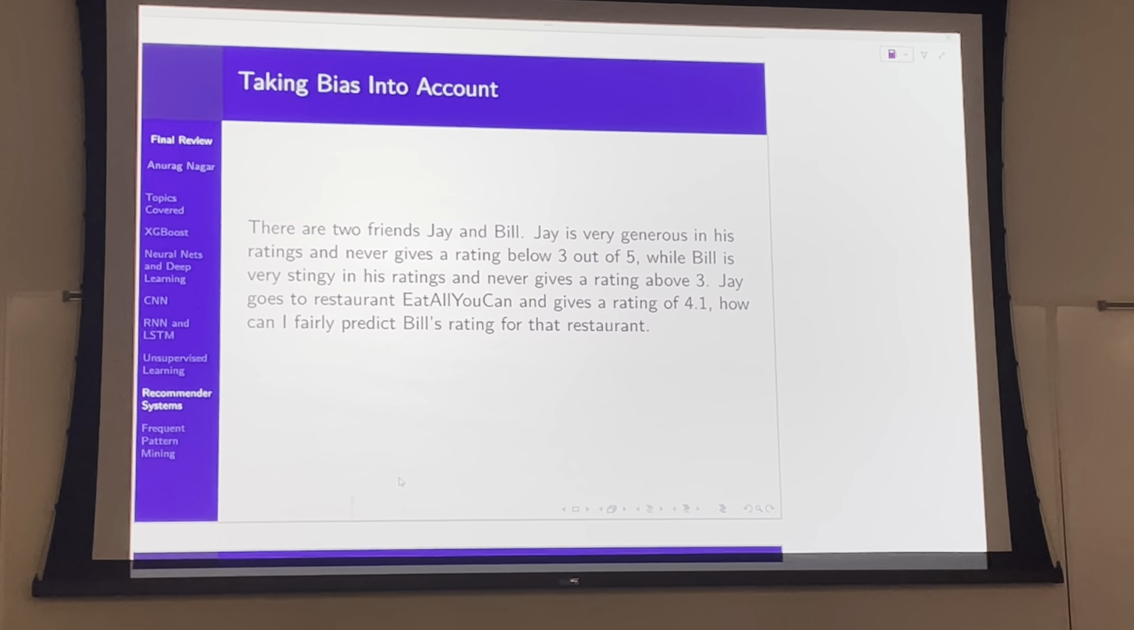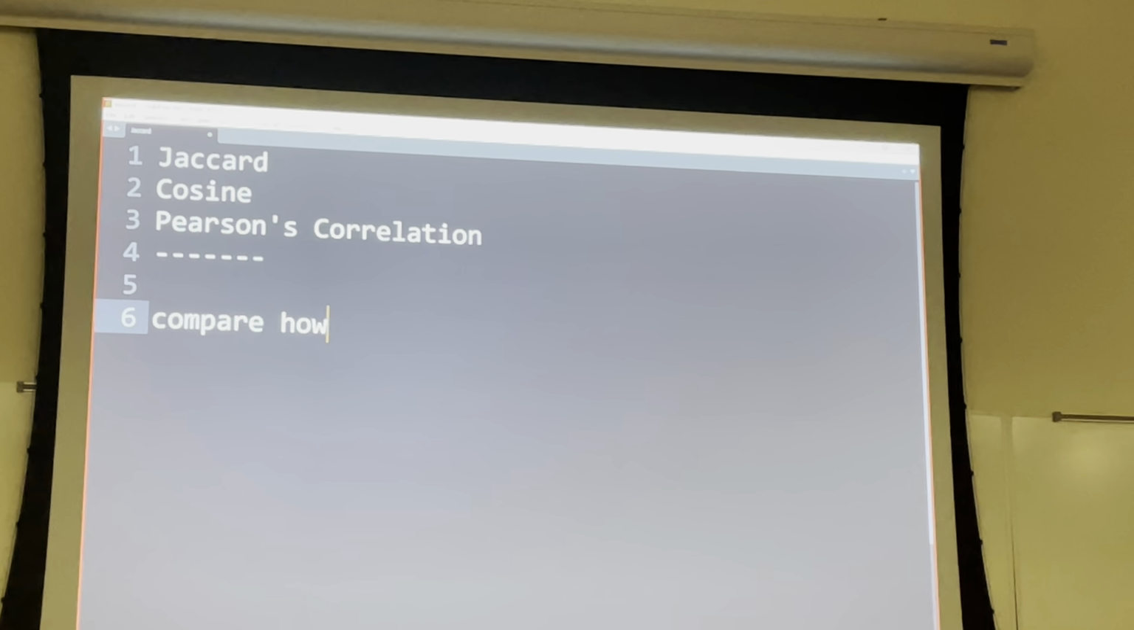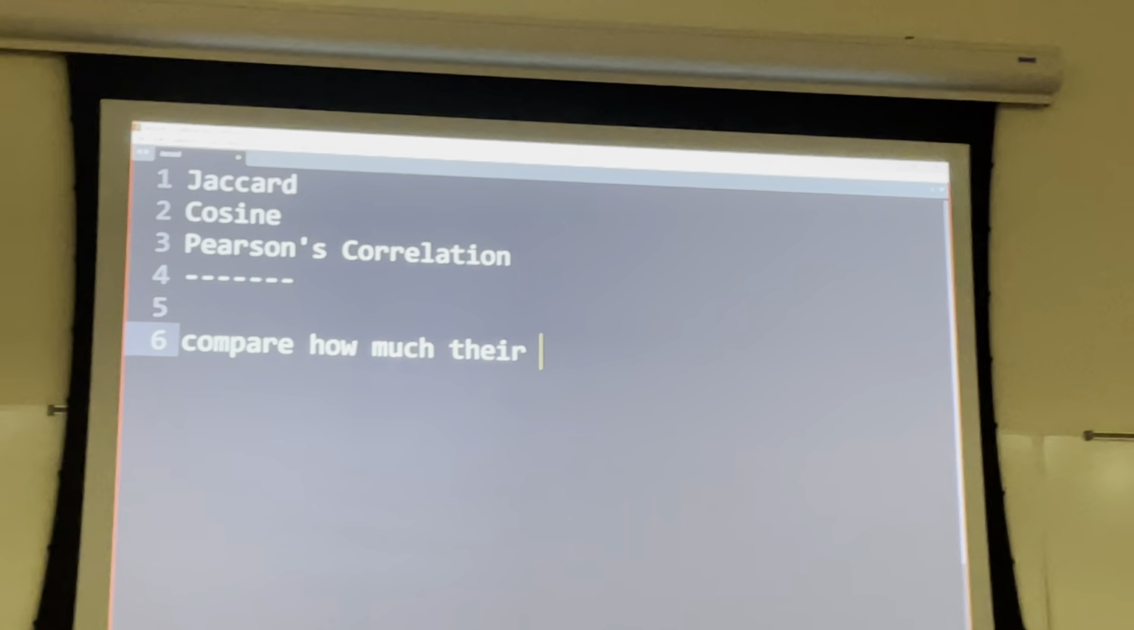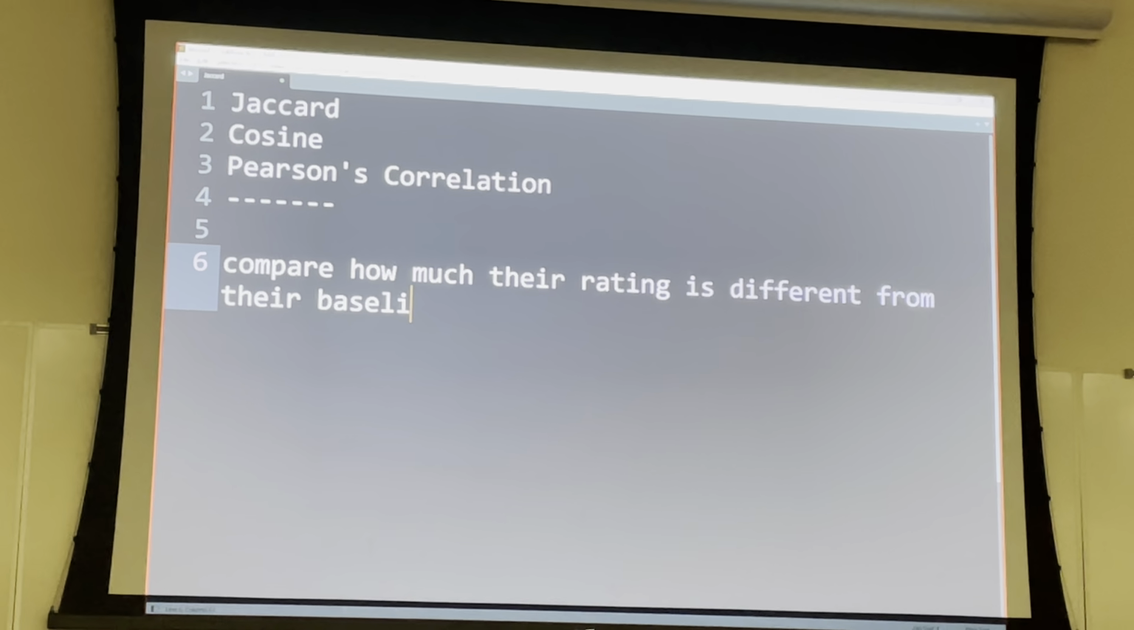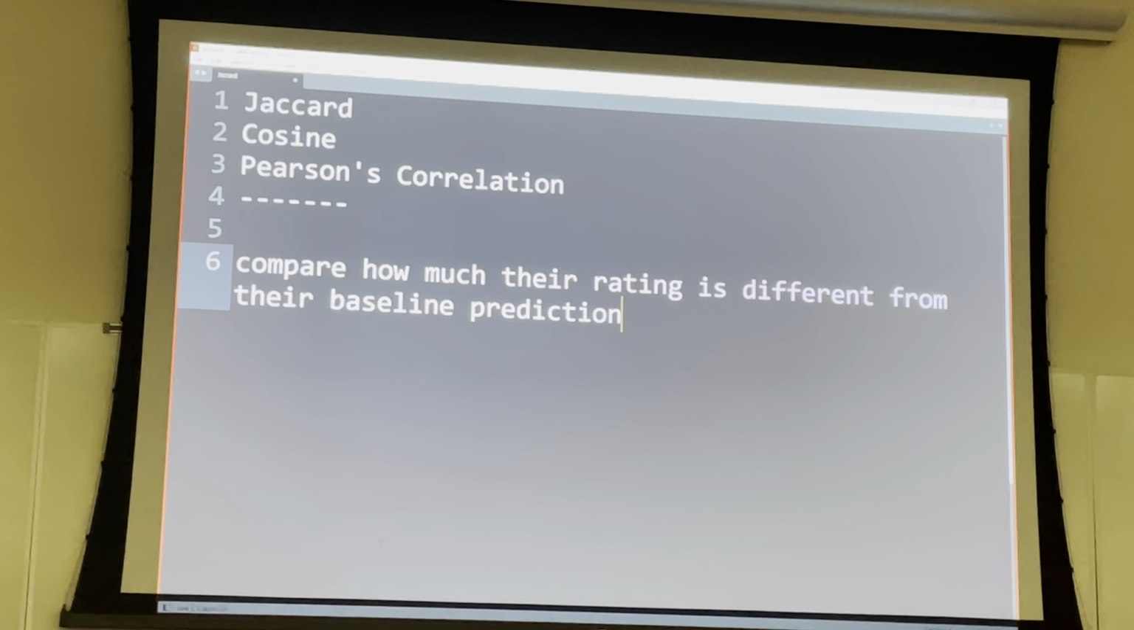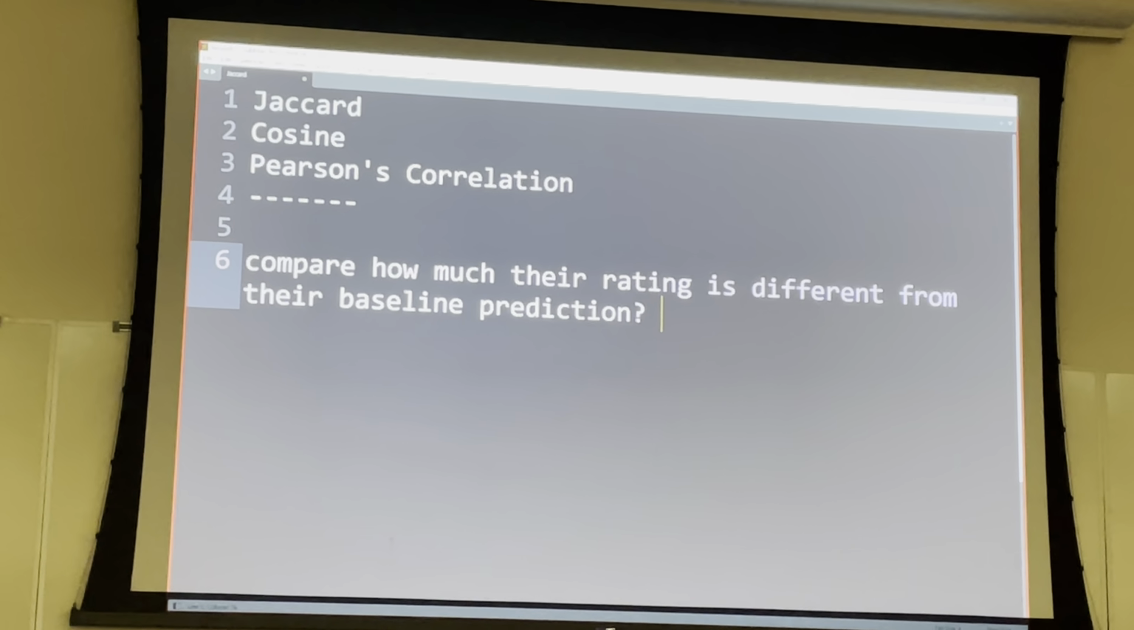What I can do is, one of the techniques that you can do is you see how much it is different from the baseline. So rather than comparing actual numbers, you compare how much their rating is different from their baseline prediction. This approach is called predicting the bias approach.